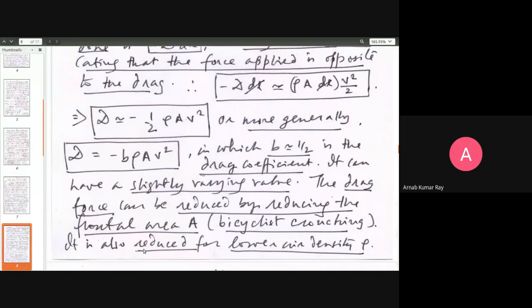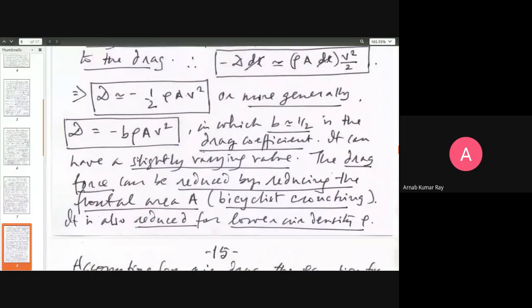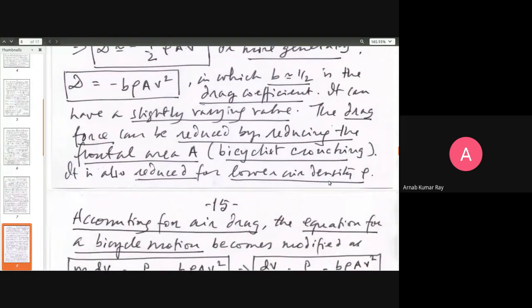You're reducing the drag, and it is also reduced by a lower air density. That's understandable. The greater the density of the material through which you have to bicycle, the greater will be the resistance. Just a while ago, I gave you a naive example: try bicycling through water. You'll immediately realize that it's not a very easy task. By the way, lower air density is not always a very good thing.